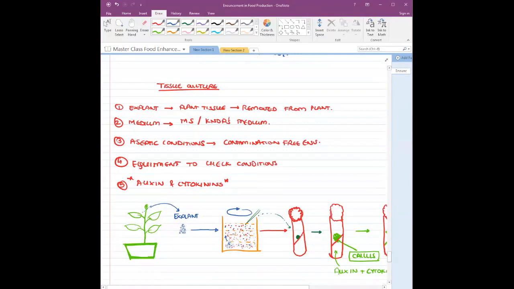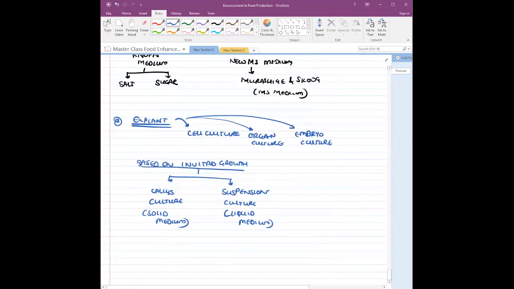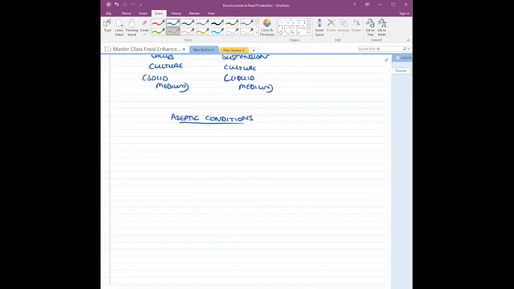There should be no bacteria, no fungus, no virus, nothing. It should be completely free of your germs. So guys, how do we maintain these aseptic conditions? Let's try to see. Okay, so when we talk about aseptic conditions, guys, we call this process sterilization. And this sterilization can be of two types, guys.